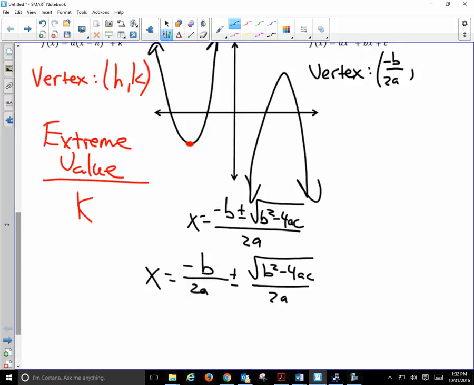Well, it takes negative b over 2a, which is the x value of your vertex, and then it simply tells you to add a certain amount and subtract a certain amount in order to find the x-intercepts. So the vertex is right in the formula for the quadratic formula. See it?